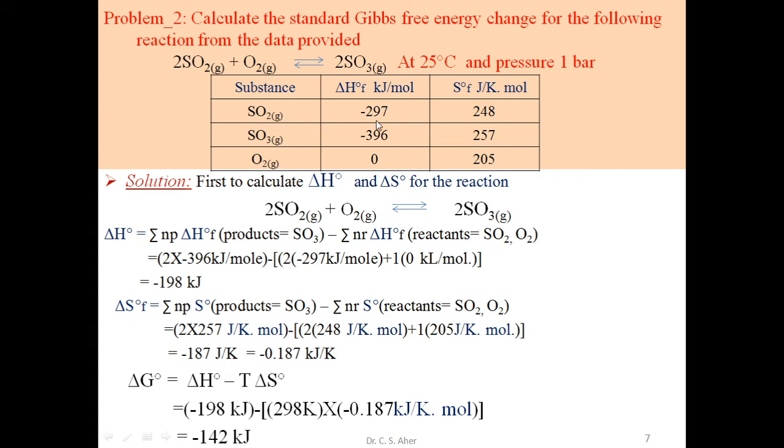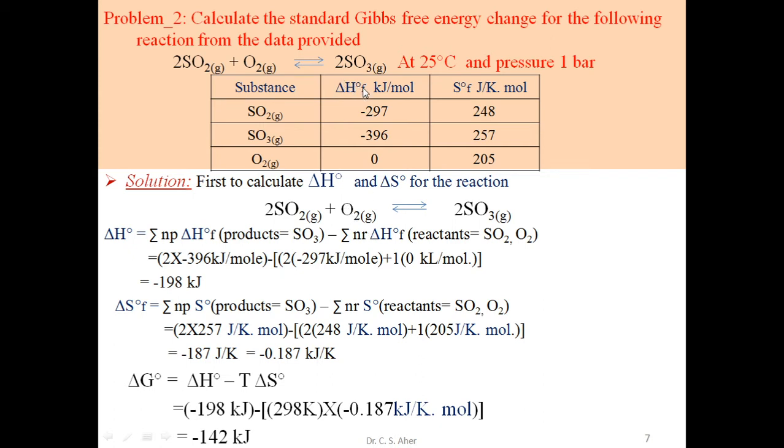Sulfur dioxide value is minus 297. We put the value 297, plus the summation is required. Two reactants are there, and 1 mole of oxygen. So there is no need to write 1, but for your understanding we write this 1 in brackets.